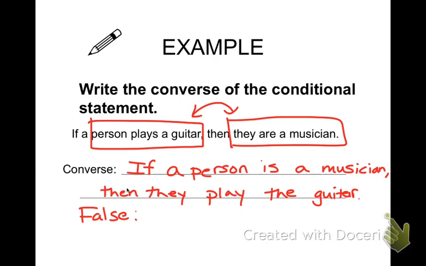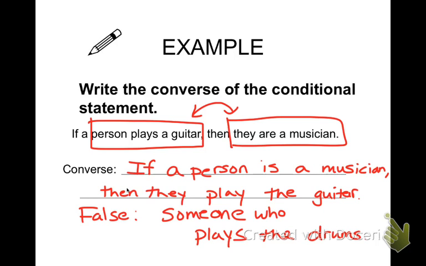So someone who plays the trombone, or someone who plays the flute, or someone who plays the piano, or someone who plays the drums. Those would all be counterexamples. Your counterexample does not need to be written as a conditional statement. You can just say, someone who plays the drums, or whatever musical instrument you want to use, plays the drums.